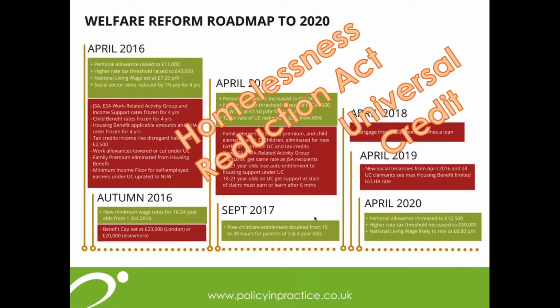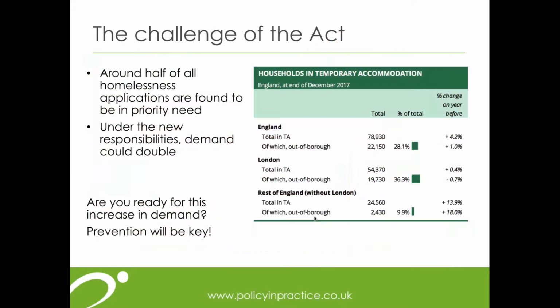And do feel free to take this away as it gives you a sense of the changes that are expected and are about to come into effect. I want to talk a little bit about the challenge that the Act poses. The first point to make is that only around half of all homelessness applications are found to be in priority need, whereas a requirement of the Act is that councils now need to work with all of those households that present as homeless and develop a personal housing plan or an action plan with them, which means that under the new responsibilities, demand could double. You see a sense of the shape of that.